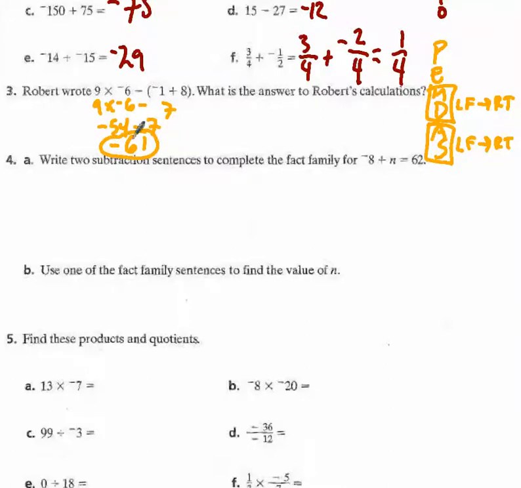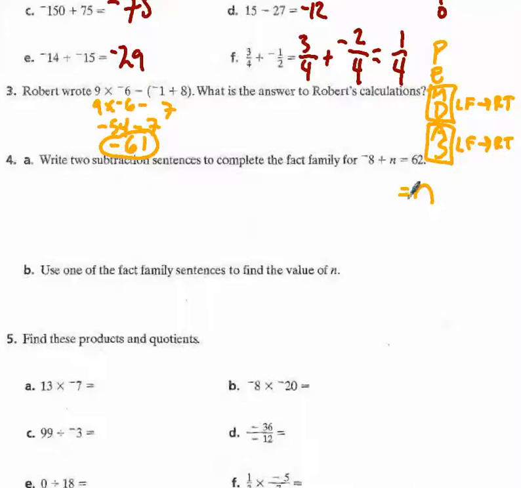Write 2 subtraction sentences to complete the fact family. Well, the thing is, we really want the n to be by itself. Really, since you know what's to come, we're going to have to be solving equations. So really, we want the n by itself on one side of the equals sign.